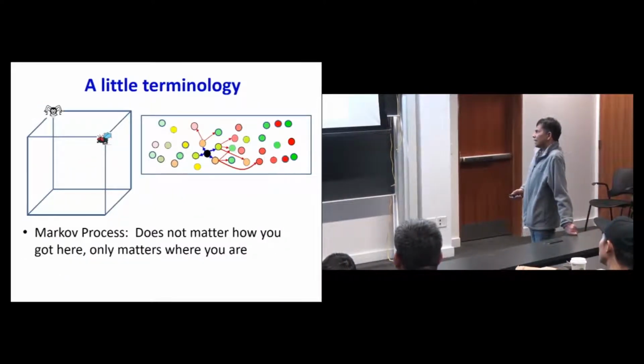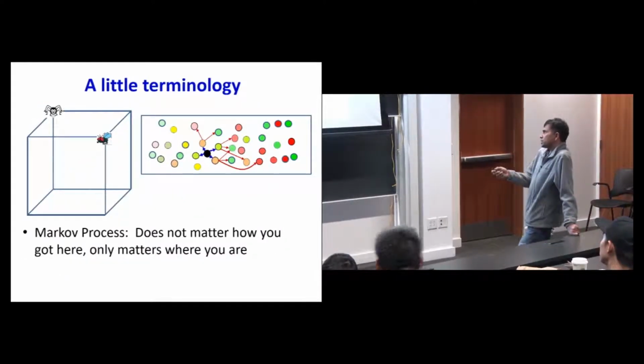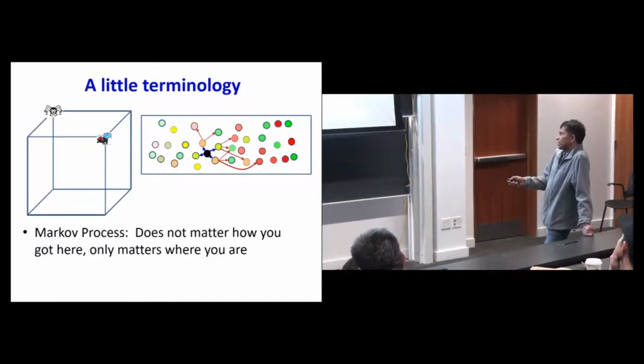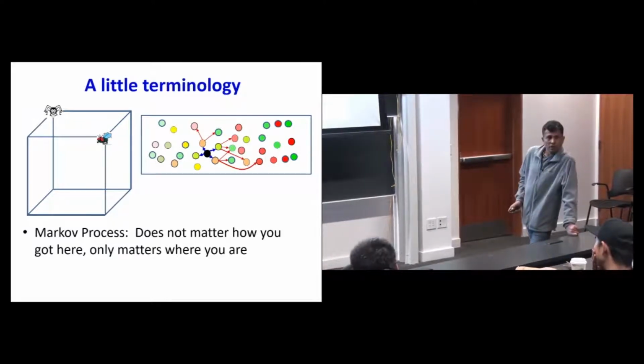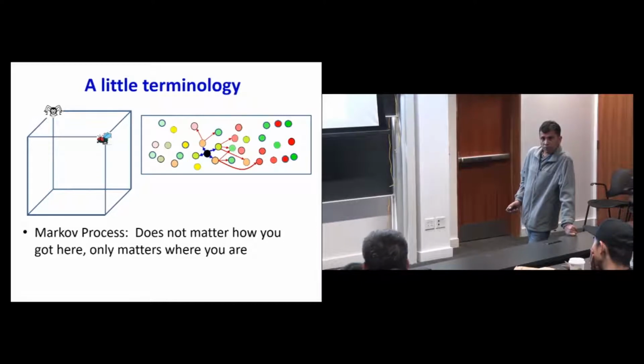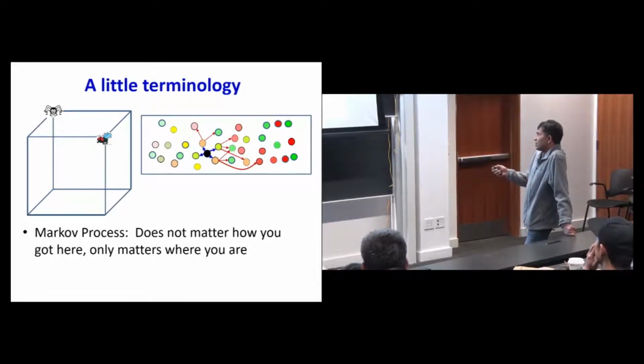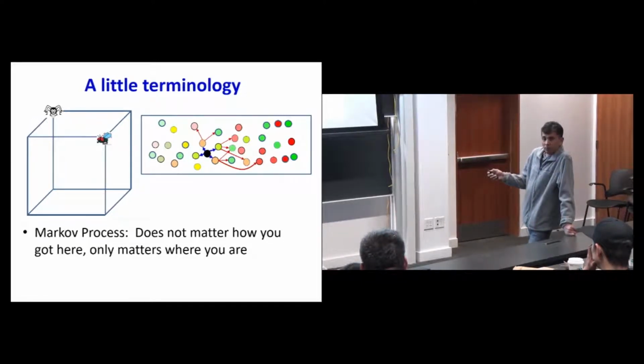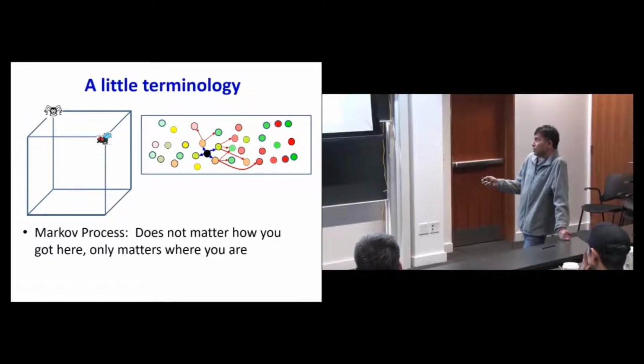So a little alternate terminology. This was a Markov process. It didn't matter how you got to a corner. The future only depended on where you were. Similarly, this too is a Markov process. It doesn't matter how the game arrived at this state.